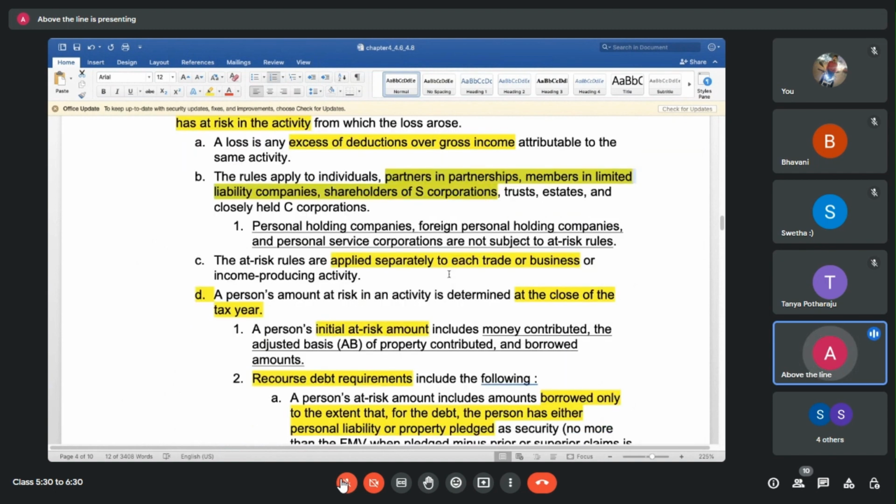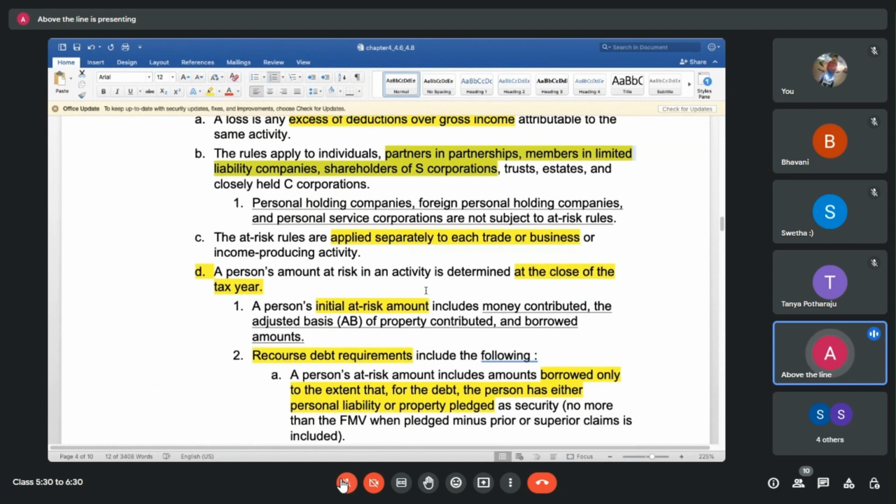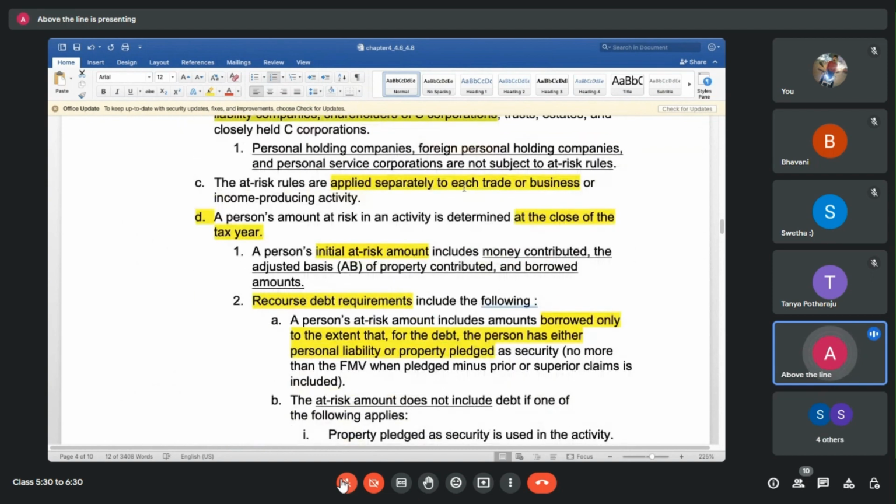Then we have to see that the at-risk rules are applied separately to each trade or business. Quite possibly one person is a partner in five different entities. For every entity, we have to see what is the amount at risk, what is your basis, how much loss can you take. It's not like one entity has profit and this entity has loss, so just offset them against each other. It may not be possible.